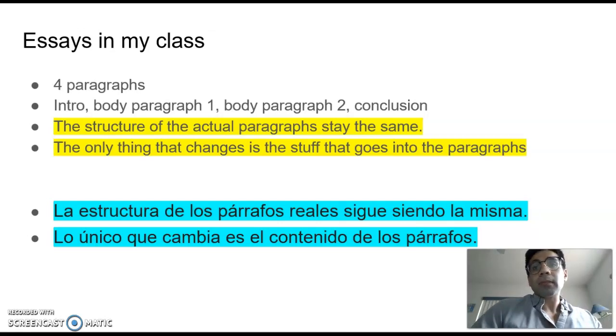So la estructura de los párrafos reales sigue siendo la misma. Lo único que cambia es el contenido de los párrafos.